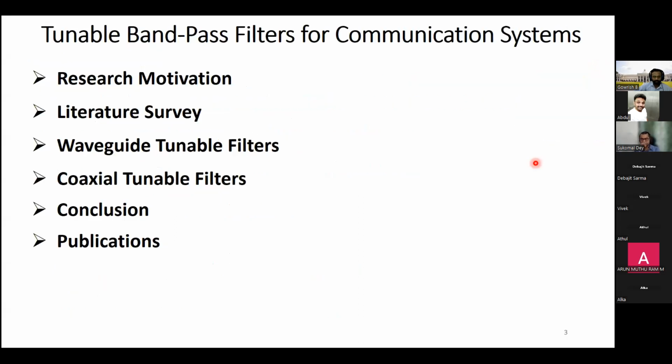Okay, the flow of this presentation is as follows. I will give you a very brief introduction about the research motivation as to why we started this work, followed by literature survey. We did an exhaustive literature survey and I will be discussing that as well. Then I will present two technologies, tunable filters in waveguide and coaxial technologies, some of the innovative structures and configurations that we came across. Finally, conclusion and presentation.